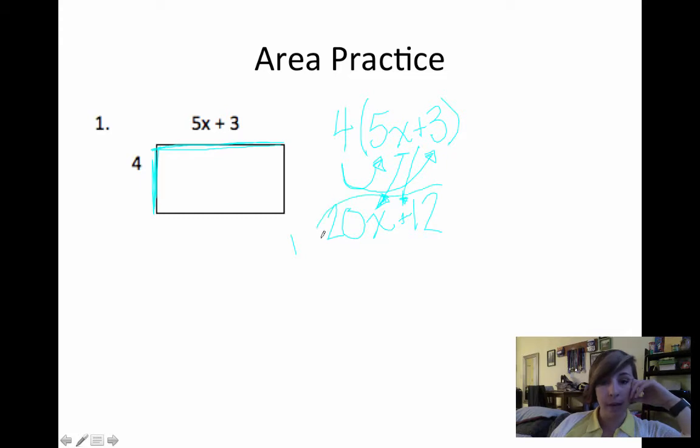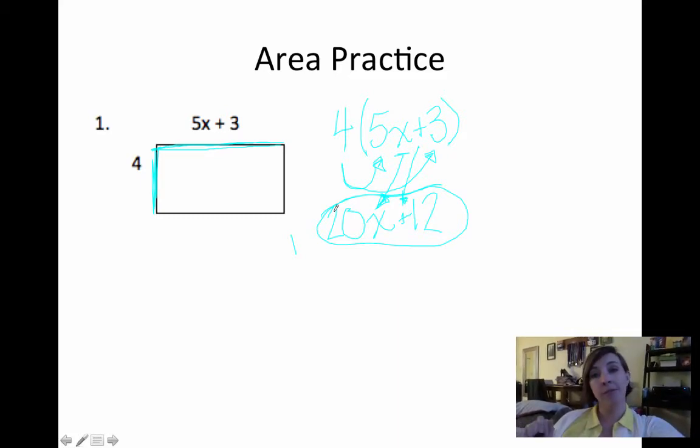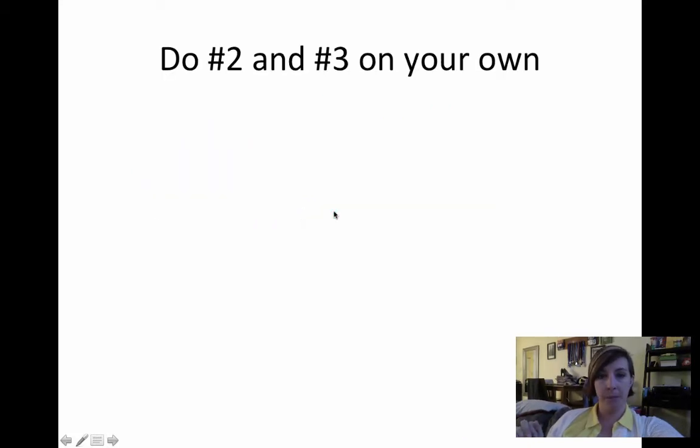So this is the area of this rectangle. 20x plus 12. They don't tell us what x stands for, so we can't fully solve it yet. So it's just an expression, it's not an equation. Remember, an equation has an equal sign. All right, do number 2 and number 3 on your own. I saved number 4 for the video because it's a little bit more challenging.